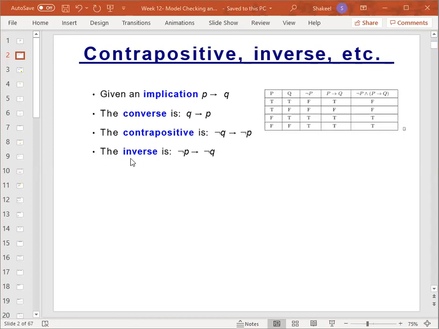We call the inverse, if you take the negation of the left hand side implies the negation of the right hand side. It's important to observe here that some of these are equivalent and some are not. For example, we have seen in the previous slides that P implies Q is logically equivalent to not Q implies not P. We can prove this easily by doing a truth table.